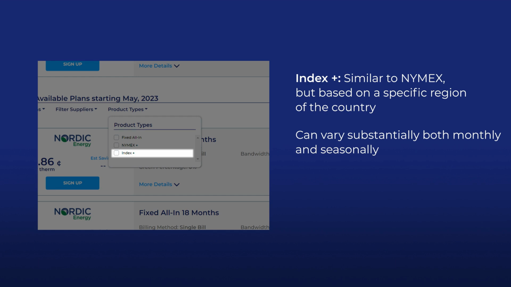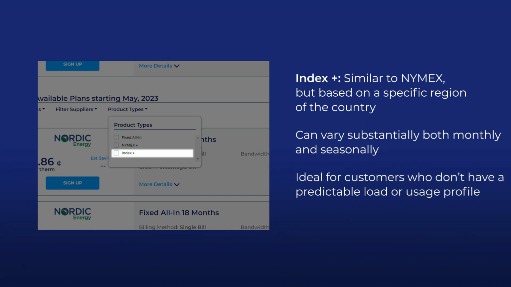The index structure typically allows end-user flexibility to adjust monthly contract volumes before the index is determined. This can be an advantage to end users that don't have a predictable load or usage profile. The index contract provides assurance that firm supply will be available without entering into an agreement for more supply than what is required for the facility.